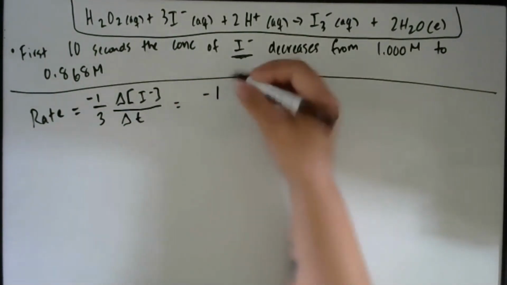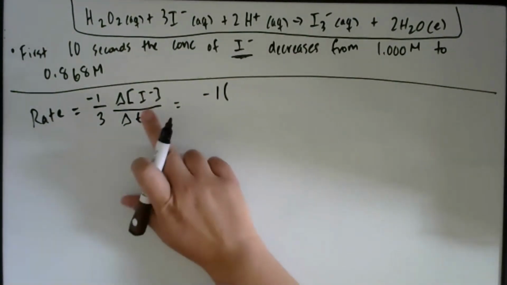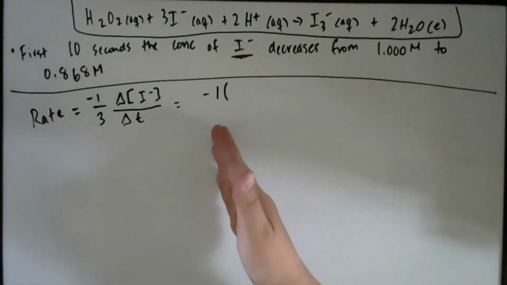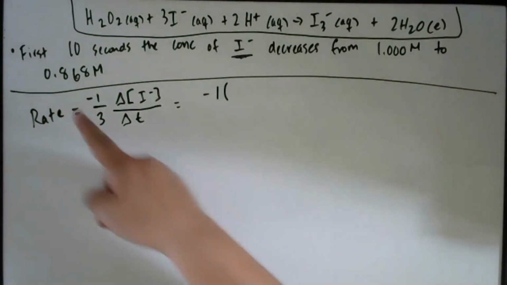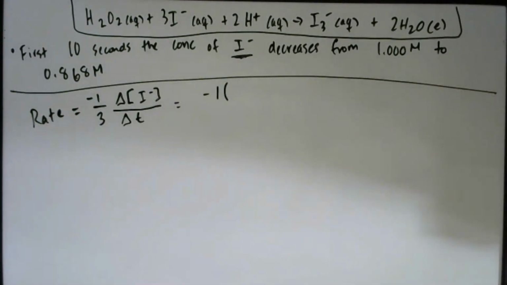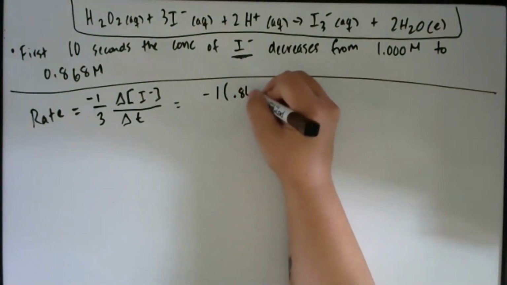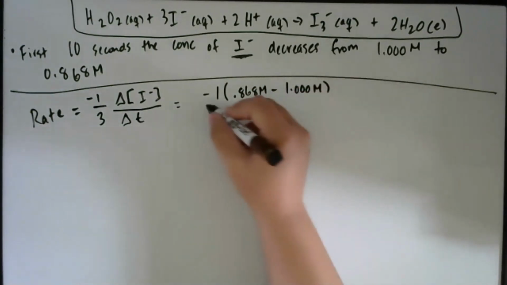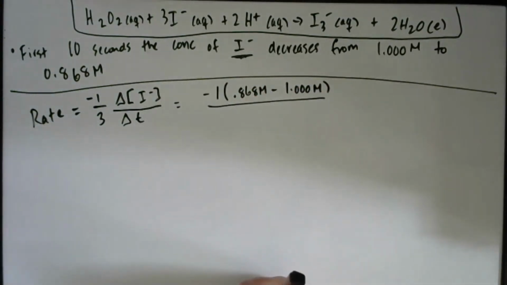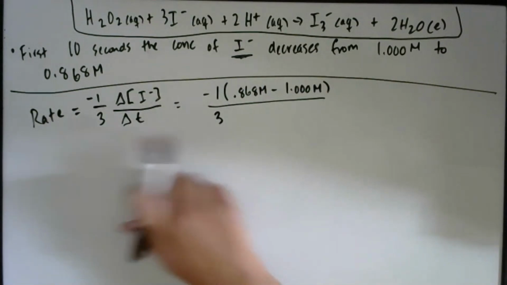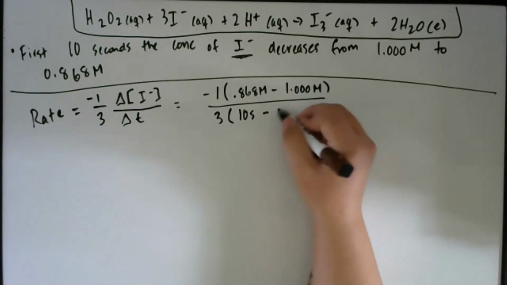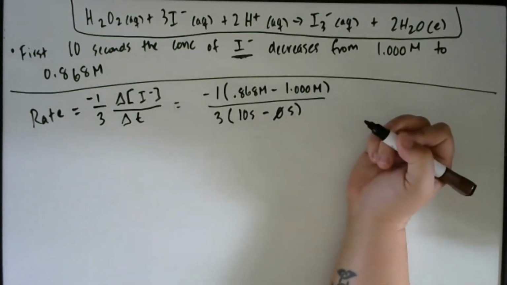So we'll keep our -1, and we're going to multiply that by the change in the concentration of iodide. And that delta symbol is always going to be final minus initial. So in this case, it's going to be final concentration minus the initial concentration. Okay, and we're going to divide that by the change in time, the final time minus the initial time. So we'll take that 3 and carry it over here. And it's going to be 10 seconds, which was our final time, minus 0 seconds, which was our initial time.